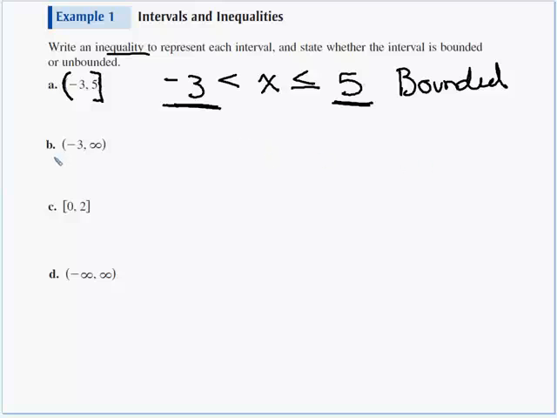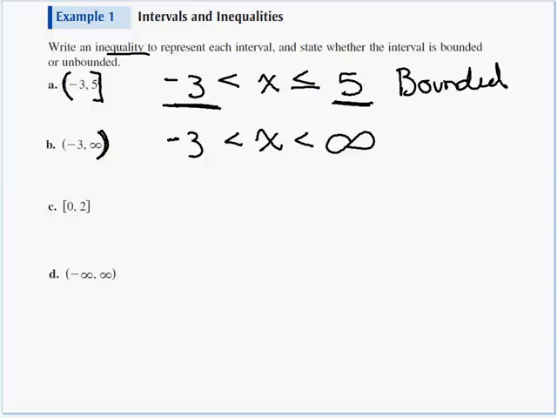All right, on to letter B. Now we have parenthesis negative 3 comma infinity. So we could write it the same way. Negative 3 less than x is less than infinity. On each side, and always with an infinity, we have a parenthesis. And here with the negative 3 is a parenthesis, so these are strictly less than inequalities.